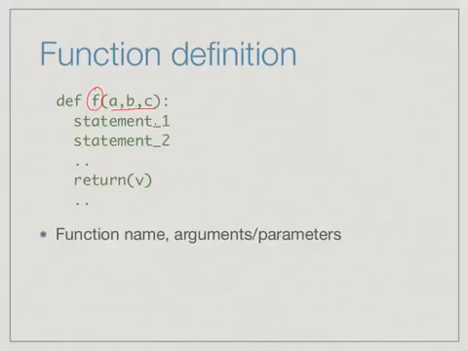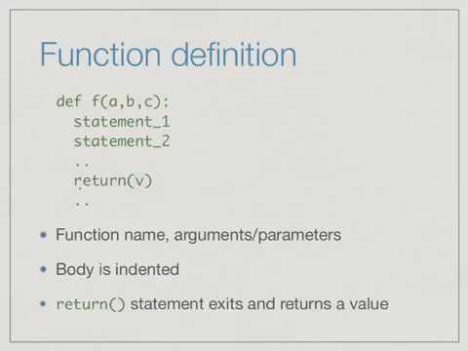Within the body of the function, a, b, and c will refer to the values which are passed to this function for a given call. Within a function, we might have a statement called return. The body of the function is indented like we had for if, while, and for. If the return statement is encountered, the execution of the function will end and you will get back to where you called the function from, returning the value in the name v. This could be any expression. We could just have return of a constant or return of v plus 1 or whatever.